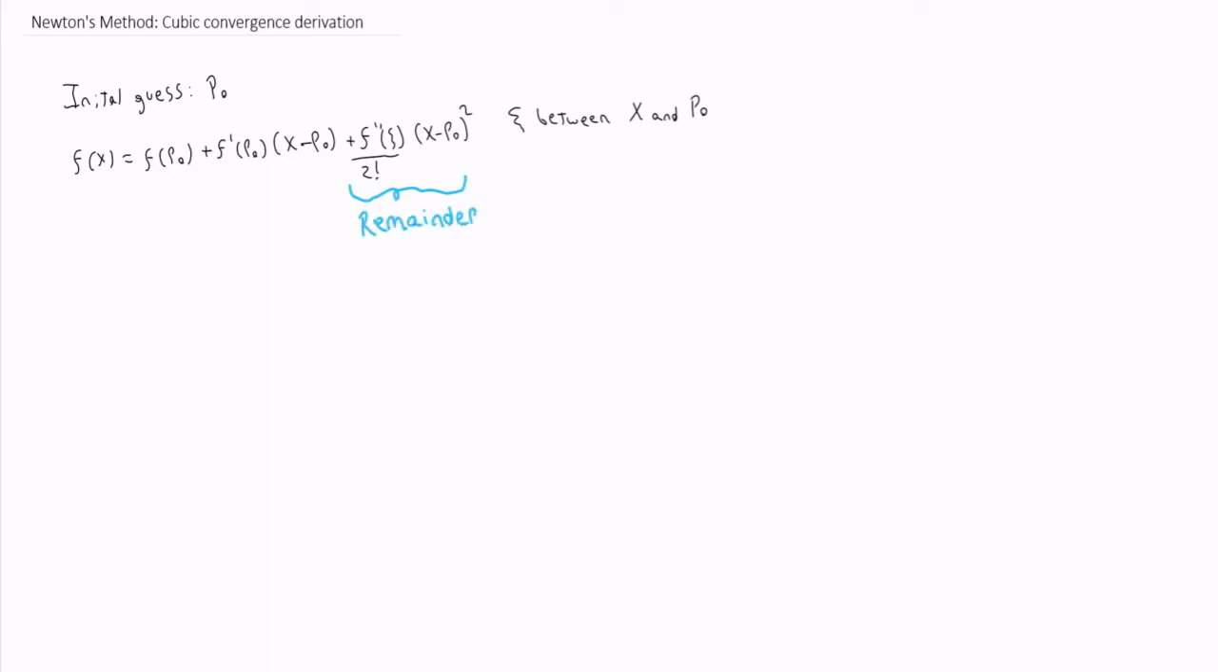So once we have our linear approximation and our remainder, we will evaluate the function at the root, which we'll call p. So we replace x with p in our linear approximation for the Taylor polynomial. Now the remainder is going to be evaluated at a point between p sub 0 and p.